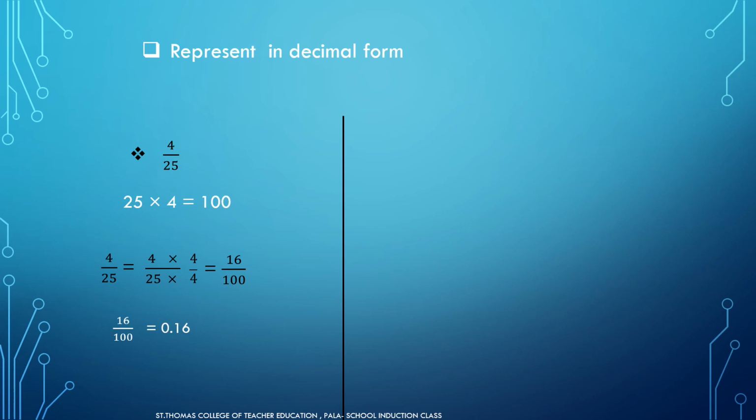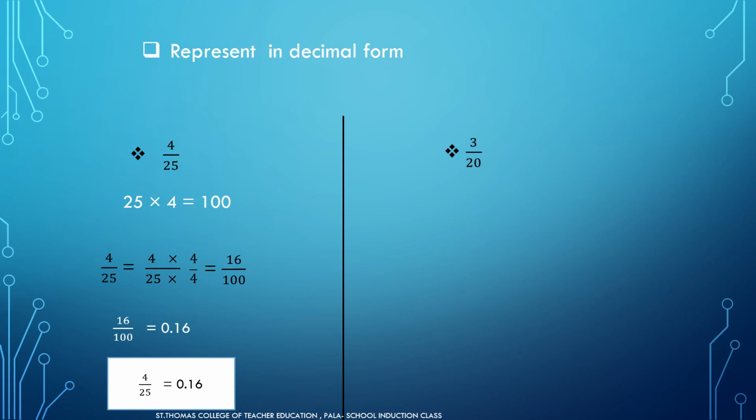Now can you relate 4 by 25, 16 by 100 and 0.16? Yes. 4 by 25 and 16 by 100 are equivalent fractions and the decimal form of 16 by 100 is 0.16, which means that the decimal form of 4 by 25 is also 0.16. Okay, I think all of you got the idea very neatly.